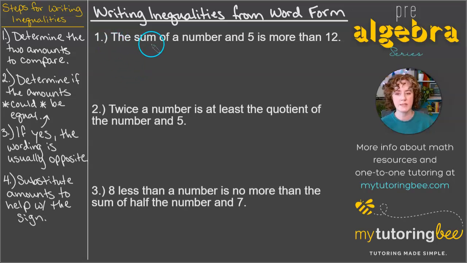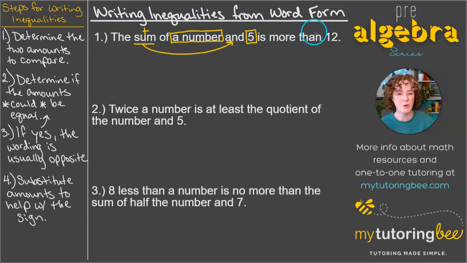All right, so we've got the sum of a number and 5 is more than 12. Let's just break this down a little bit. The word sum means add, so that's an operation keyword we're looking at. What are we adding? The sum of a number, so we don't know what that number is. That's going to be our variable. We can use whatever variable we want. And 5, that's the other value. The and is always going to connect the two things that you are summing, that you are adding.